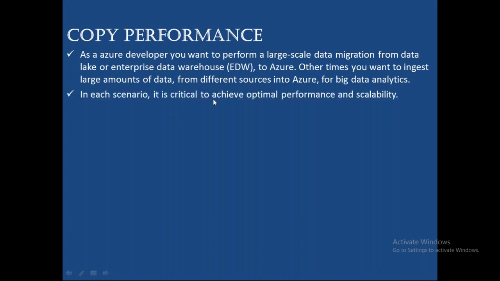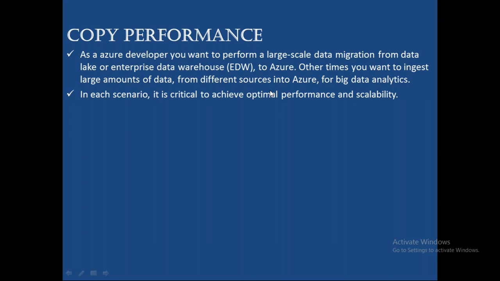In each scenario, it is critical to achieve optimal performance and scalability. So you have multiple scenarios. One is maybe you are migrating data from on-premise to cloud. The second one is you are migrating data from cloud to cloud, but not Azure to Azure. It may be from AWS to Azure. AWS is also another cloud provider. So two scenarios I covered now. One is migrating data from on-premise to cloud. The second is copying data from AWS to Azure.